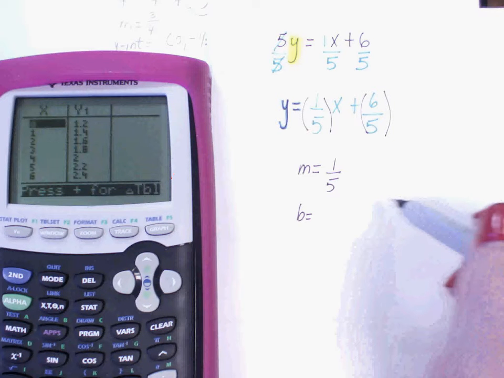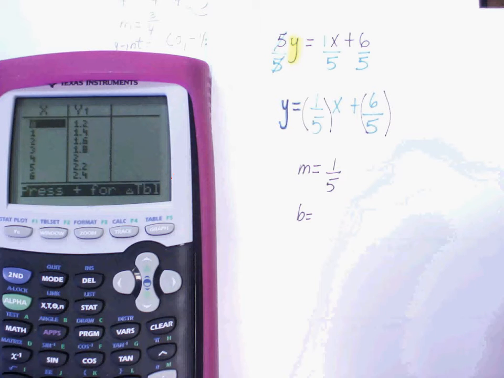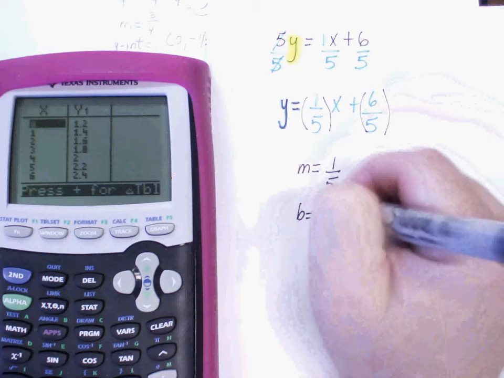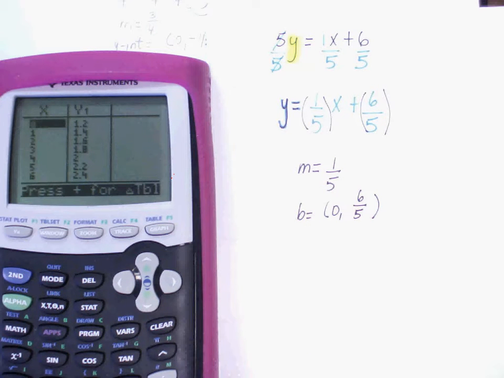Say that again. Thank you, Joshua. 0 and what? No, we can leave it at 6/5. So 0 and 6/5. We forgot because it was a whole 24 hours.